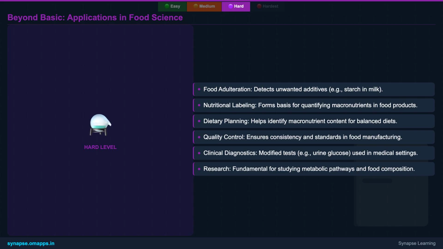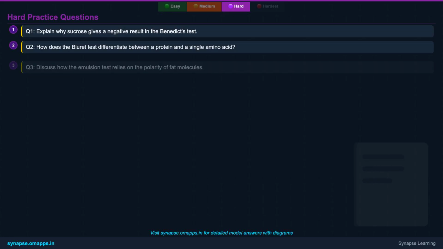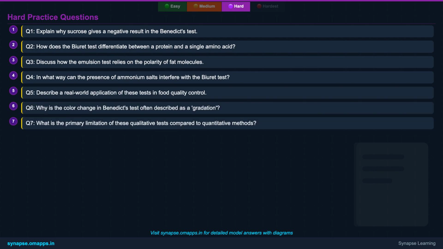Even in clinical diagnostics, modified versions of these tests are used to monitor health conditions, like checking for glucose in urine to screen for diabetes. Time to put your analytical skills to the test with these 7 practice questions. Think critically about the underlying chemistry, the practical applications, and the limitations of each test.